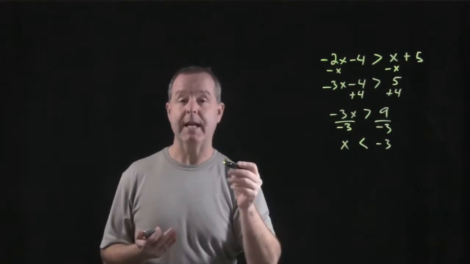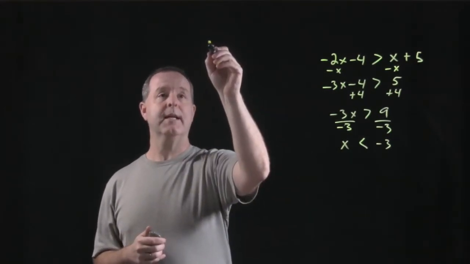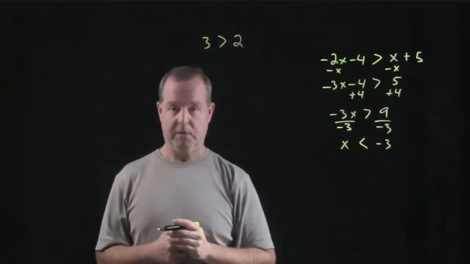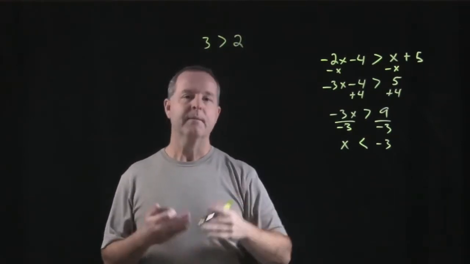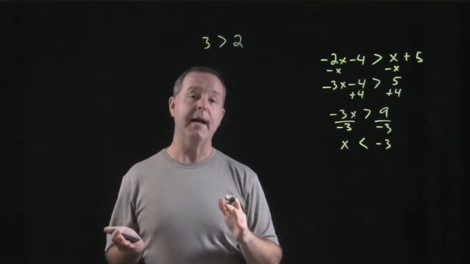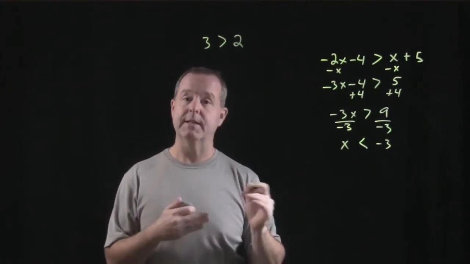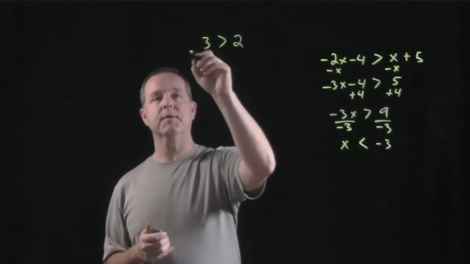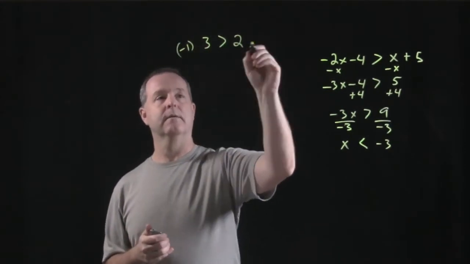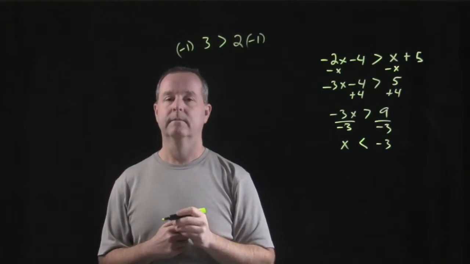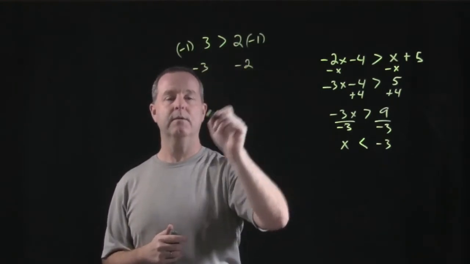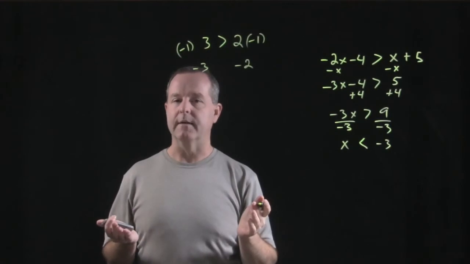Imagine that we have a statement that we all believe is true. Let's say that we all believe that 3 is greater than 2. You guys agree with that? Okay. Can we multiply a number by both sides and maintain that equality that we're used to? Sure. Let's multiply both sides by a negative 1. The result becomes negative 3, and over here is negative 2. What do I do with the sign?